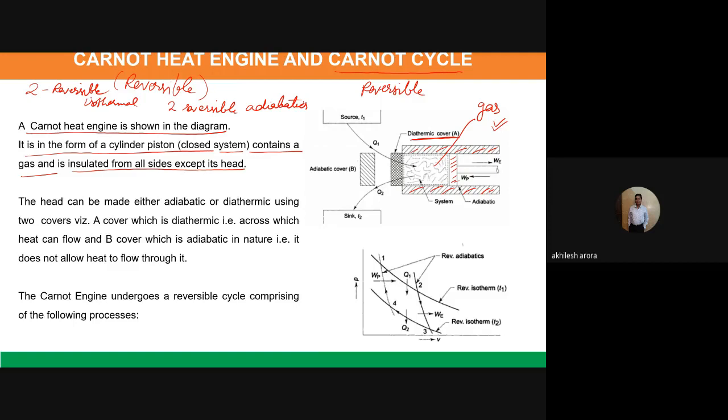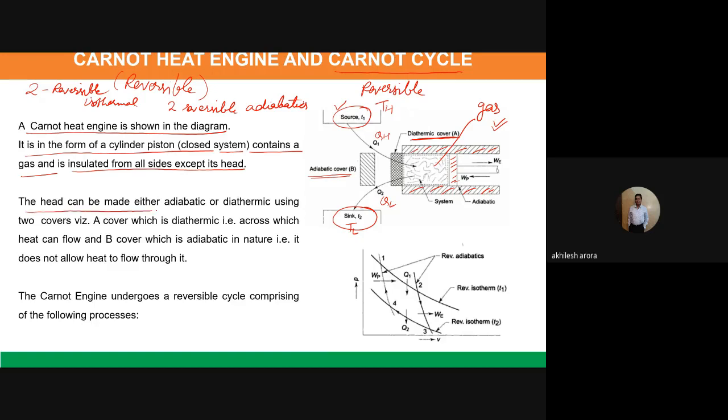And we also have an adiabatic cover B. And we have reservoirs also, one is at temperature T1, we are designating it as source, and the other is sink, which is at temperature T2. Rather than T2, we will call it TL, which is the sink temperature, and the source temperature we will call TH. Similarly, Q1 we are calling QH, and Q2 we are calling QL. So let us see how it works actually.